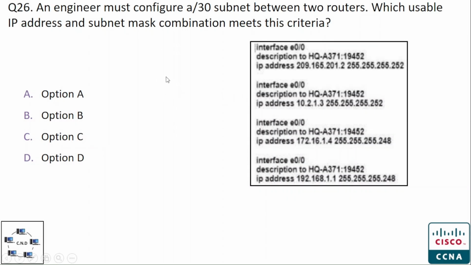Question number 26. An engineer must configure a /30 subnet between two routers. Which usable IP address and subnet mask combination meets this criteria?